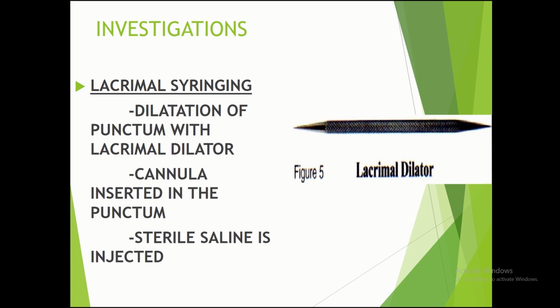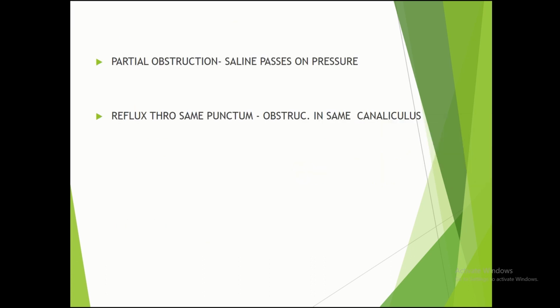Another test that you can do is lacrimal syringing. You can dilate the punctum with a lacrimal dilator, and then a cannula is inserted into this punctum and sterile saline is injected. If there is a partial obstruction, the saline will pass on pressure. If there is a reflux through the same punctum, this means there is an obstruction at the level of the same canaliculus.